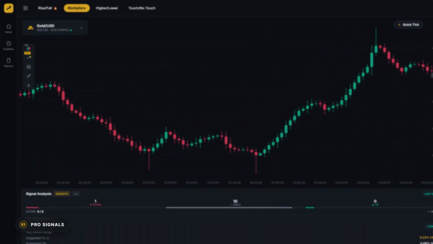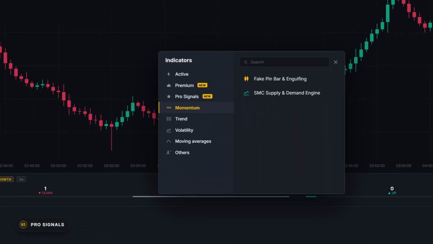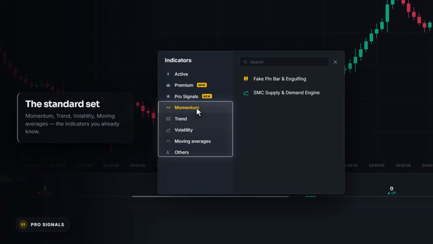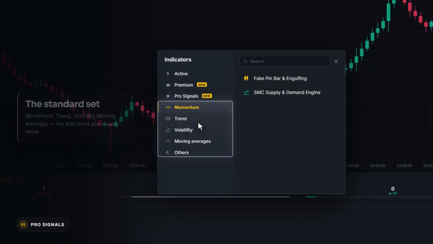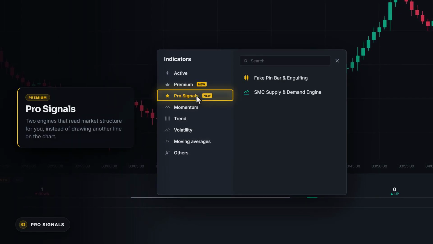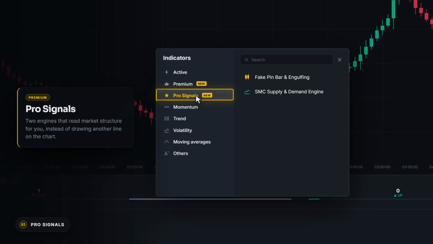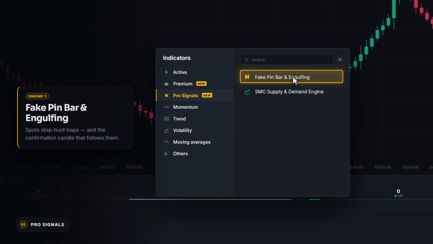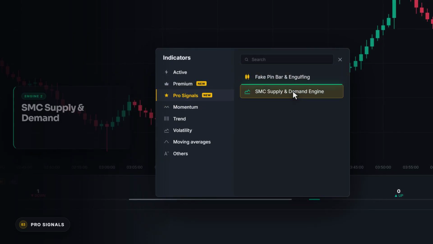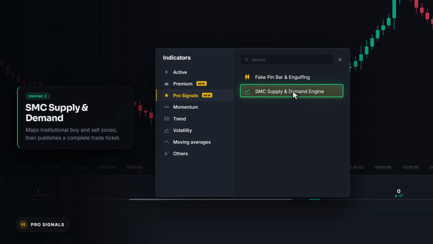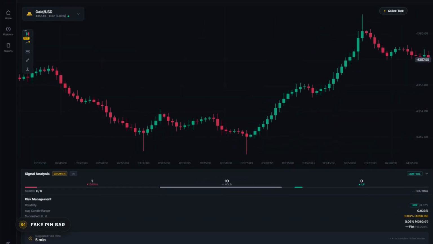Now open the indicators panel. You'll see the usual categories: momentum, trend, volatility, moving averages. But look at the tab marked Pro Signals. This is the premium tier, and it holds two engines that do the analysis for you: the Fake Pin Bar and Engulfing detector, and the SMC Supply and Demand Engine. First, the Fake Pin Bar and Engulfing detector.